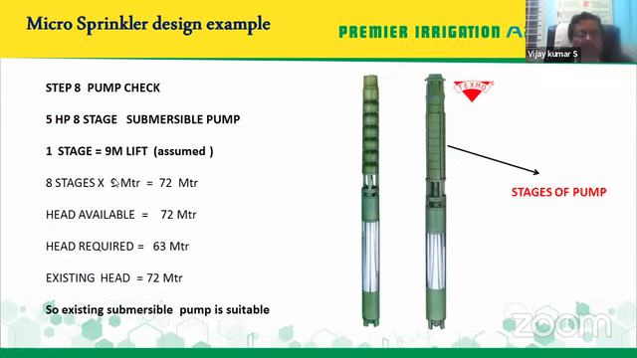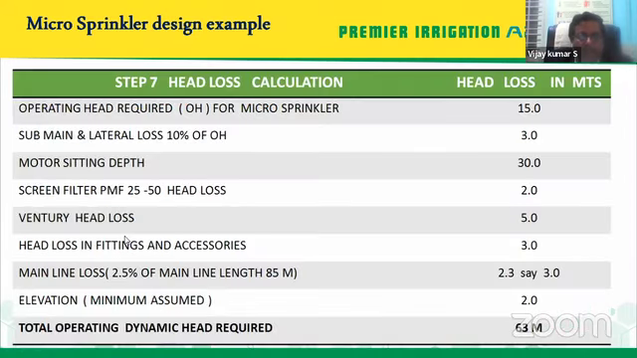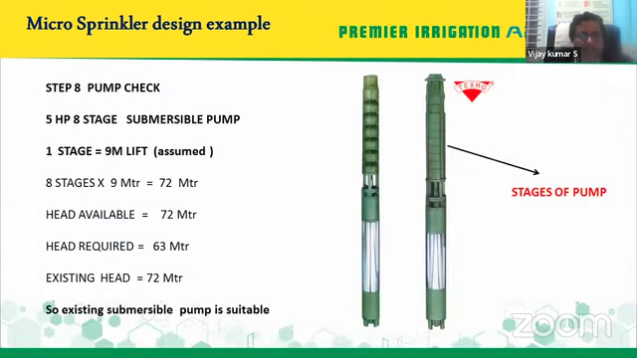So 8 into 9 will be 72 meters. So the head available in this particular pump is roughly around 72 meters. But the head required from the previous step that we have calculated is around 63 meters. So the existing pump is definitely sufficient in terms of the head that is required. So the existing submersible pump is suitable from the head point.